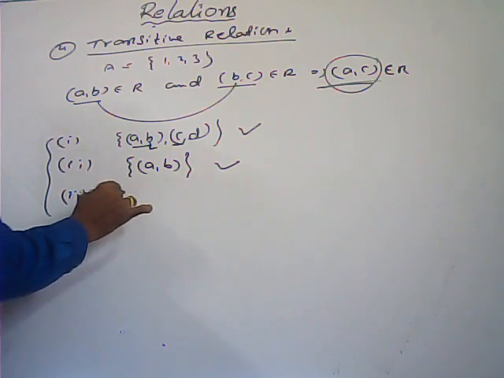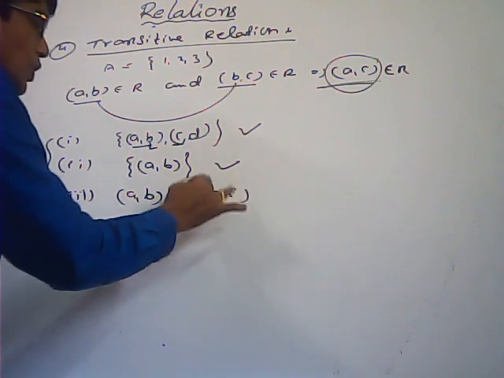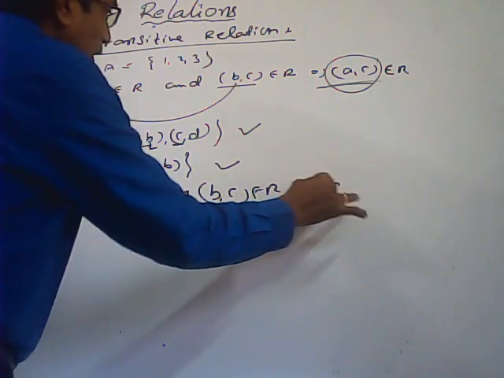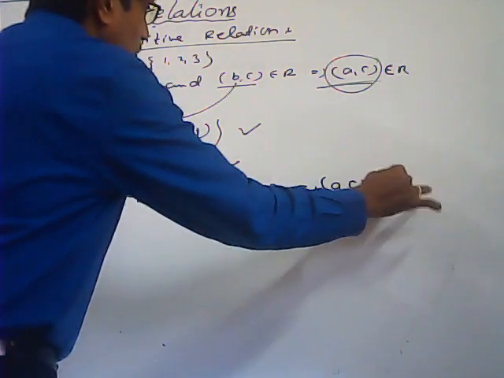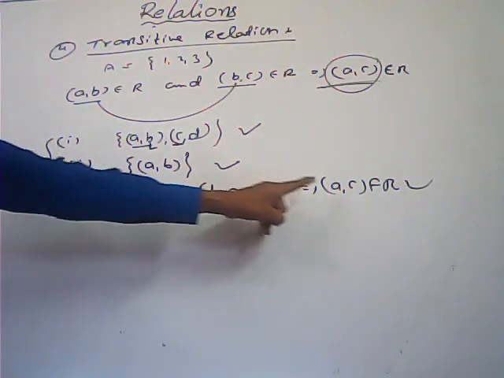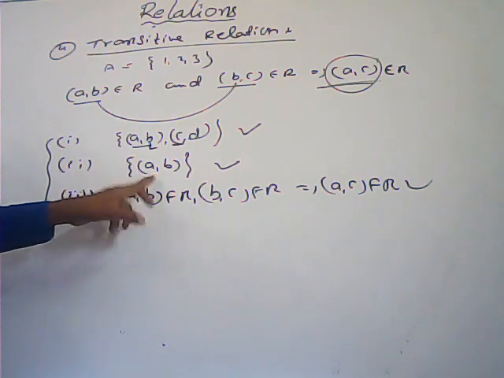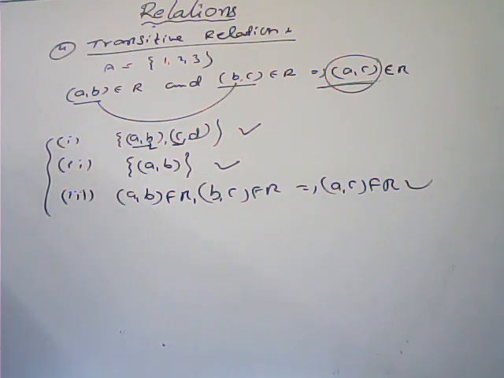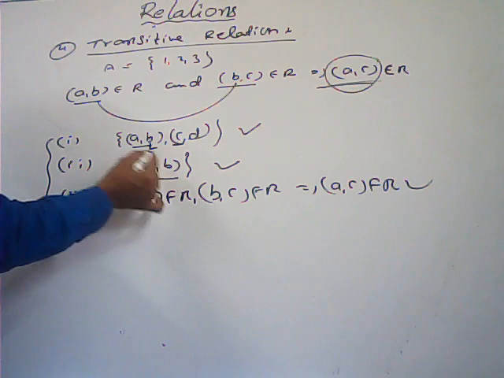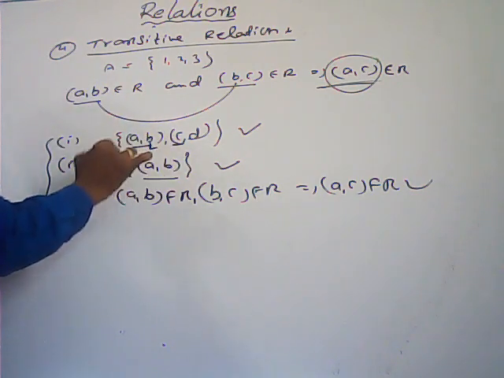Now, if any relation is there, (a,b) belongs to R and (b,c) belongs to R, at the same time we need (a,c) belongs to R, then only that is transitive. If any relation is there like that, we need one more ordered pair, then only that is said to be transitive. For a single ordered pair, to check that relation, there is no other ordered pair, so this is transitive. Here one more ordered pair is there. Now we can check whether there is a relation or not.